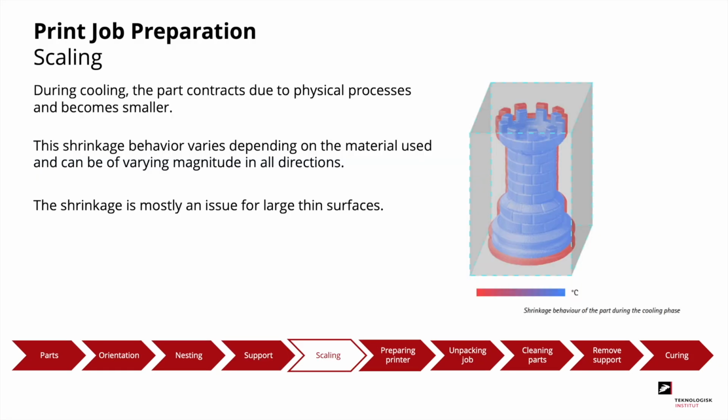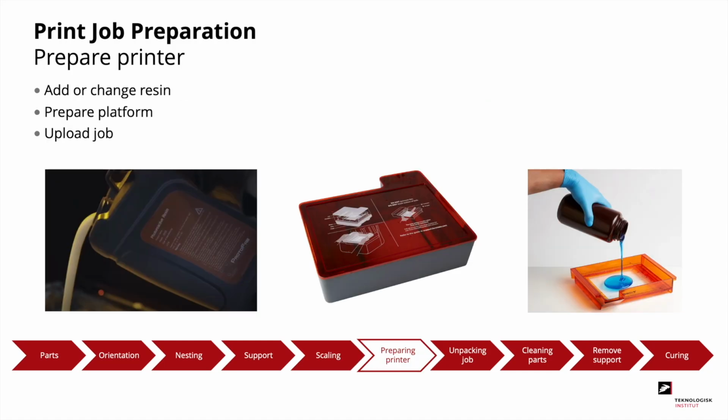Next up is scaling, which is necessary because parts contract during cooling. How much a part contracts depends on the material and is mostly an issue for large thin surfaces. Scaling is typically handled automatically by the preparation software. Now we need to prepare the printer. This includes adding or changing resin, preparing the platform and uploading the job.